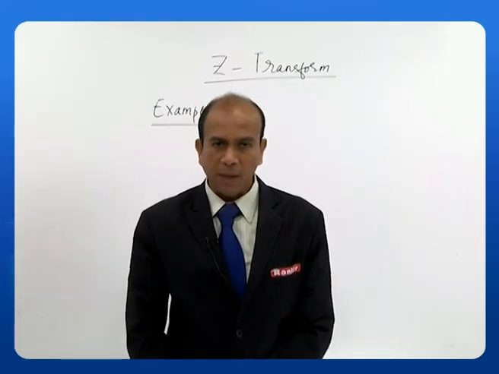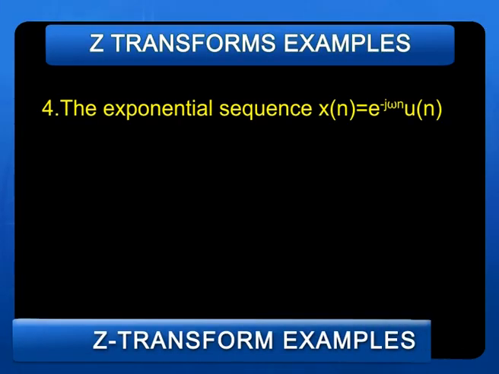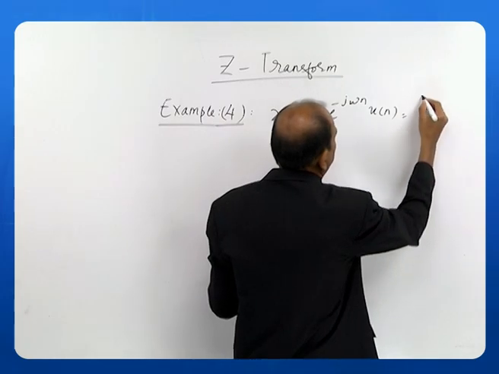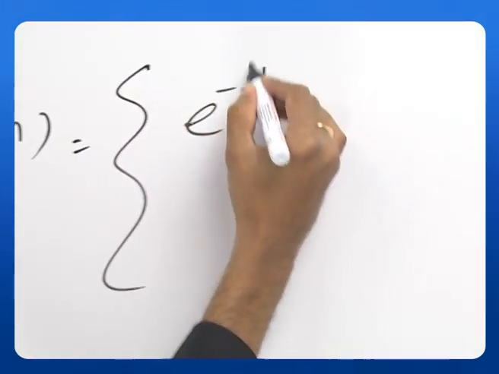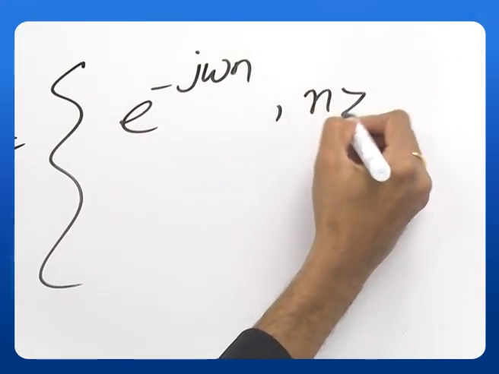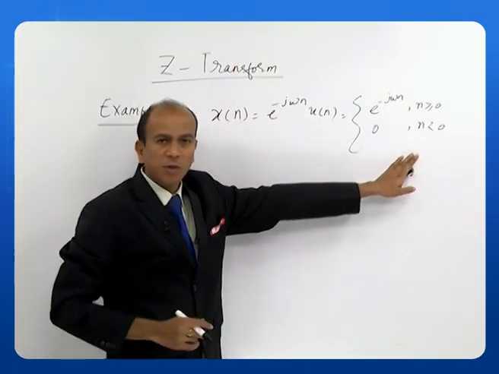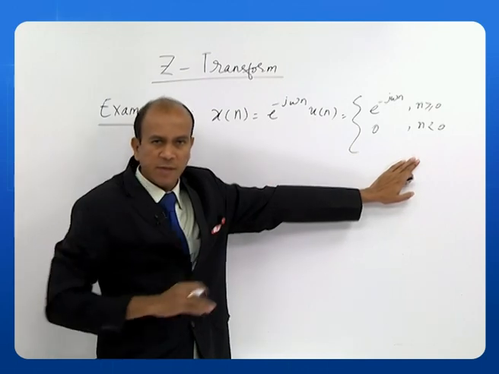Let us see the fourth example. It is an exponential series that is given. X of n is given as e to the power of minus j omega n u of n. What does the unit step function u of n mean? That means this has the value e to the power of minus j omega n for n greater than or equal to 0 and 0 for n less than 0. So, this is what we know from the given function.